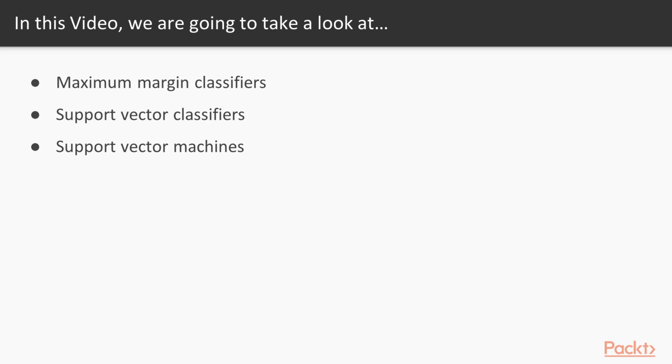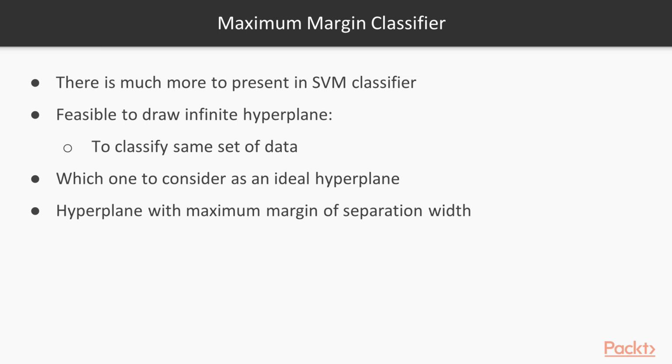In this video, we're going to take a look at support vector machines that are mainly classified into three types based on their working principles. First is the maximum margin classifiers. Next one is the support vector classifiers. The last one is support vector machines. Let's move to the first type, that is maximum margin classifier.